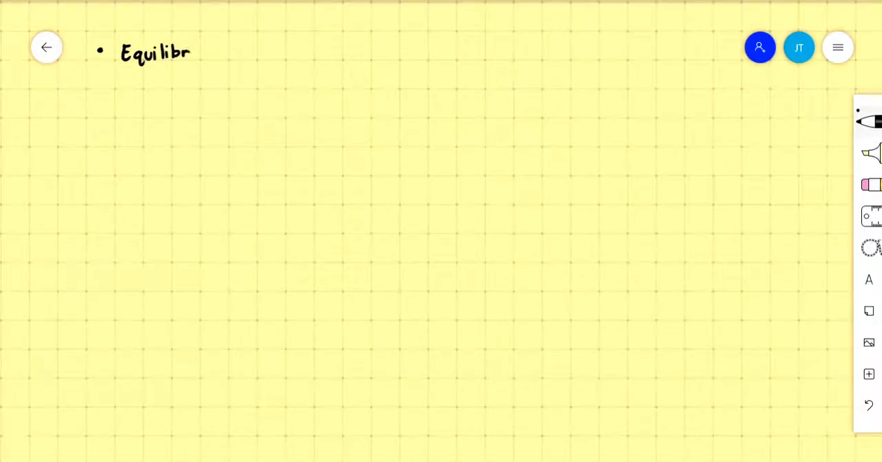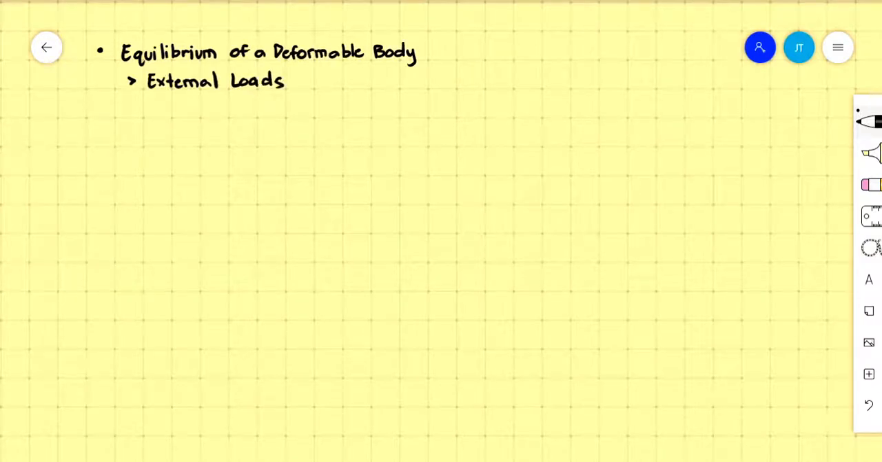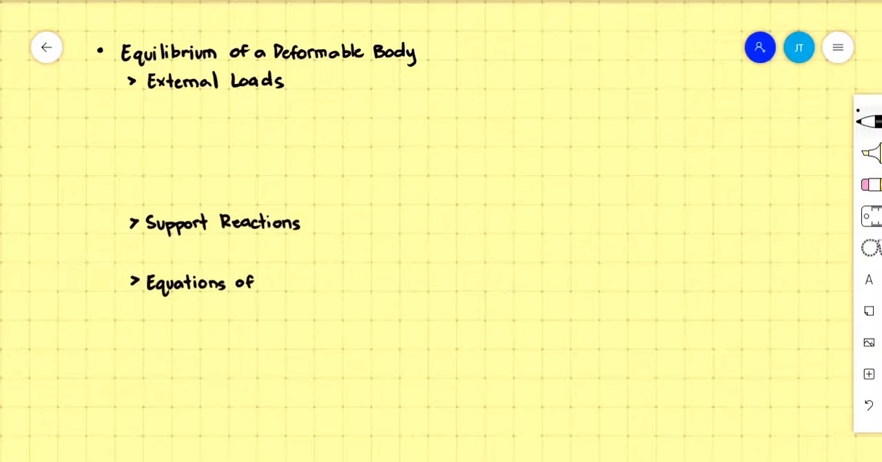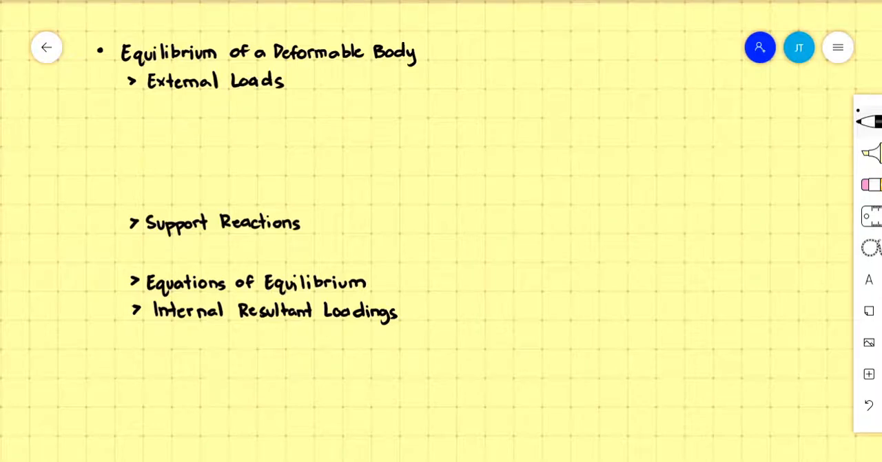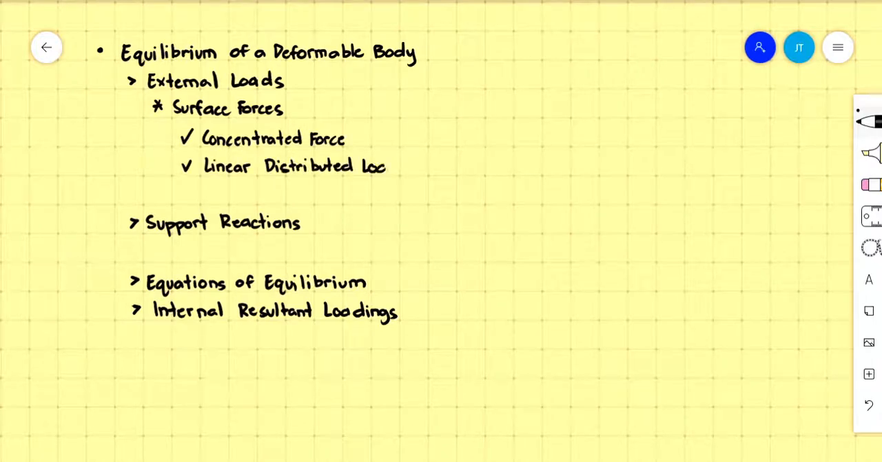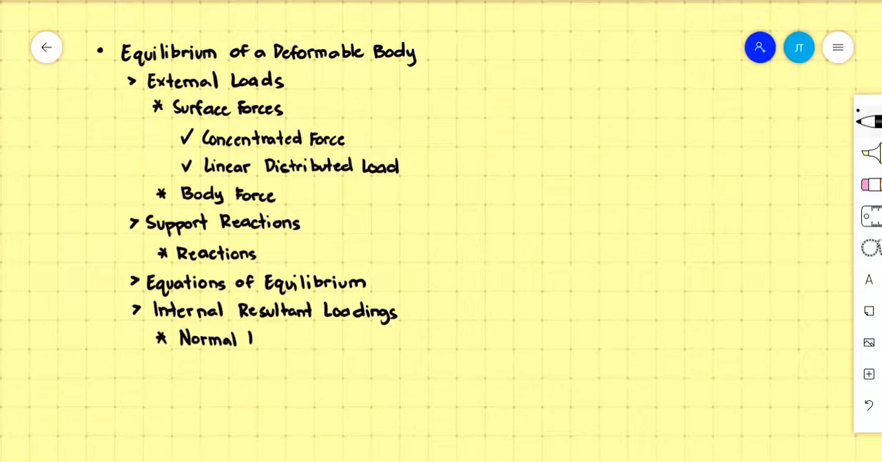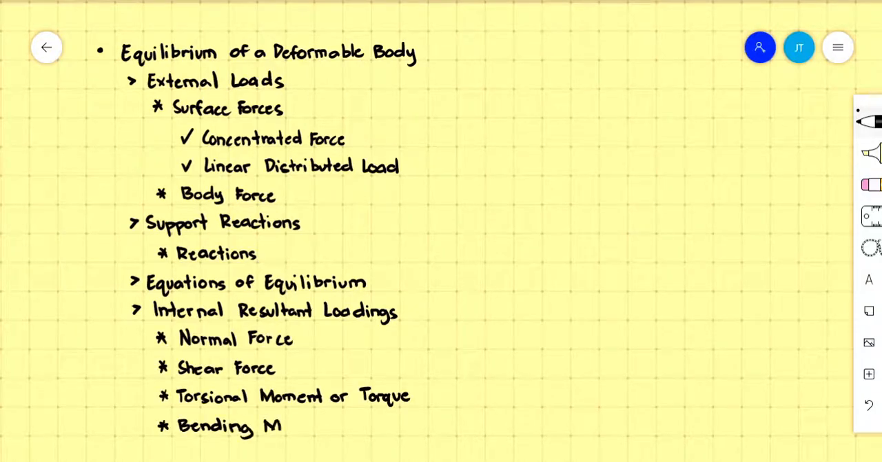Now, we'll go through the equilibrium of a deformable body. It is comprised of external loads, support reactions, equations of equilibrium, and internal resultant loadings. External loads has two subtopics: surface forces, which branch further to concentrated force and linear distributed load, and the other, body force. Support reactions has a single branch, reactions, while internal resultant loadings has branches of normal force, shear force, torsional moment or torque, and lastly, bending moment.